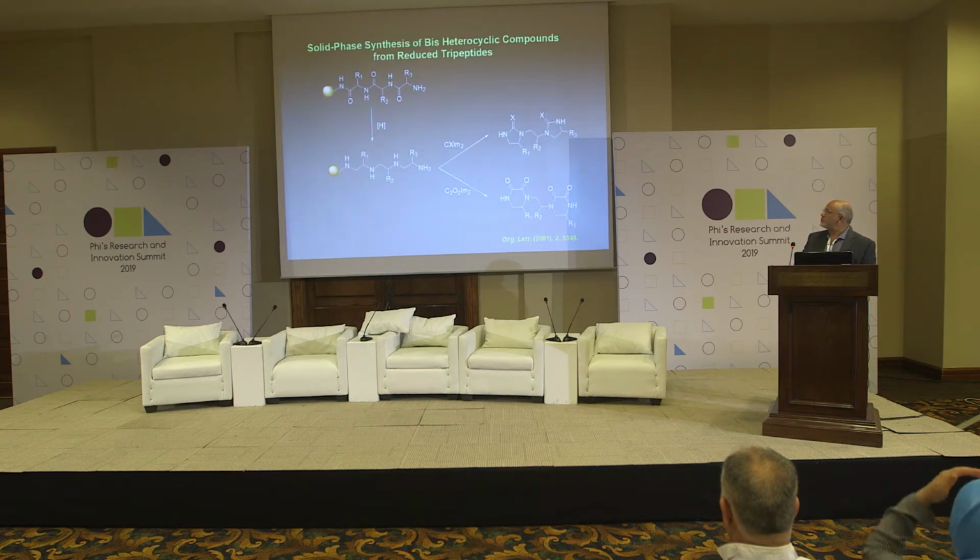This is an example of how we transform tripeptide to bicyclic compounds. Like this one, we made hundreds of thousands of compounds, and following the screening, we found compounds like this for the opioid receptor. They are very selective for mu, and then kappa and delta opioid receptors. I have to skip many things. This example is a very good example, the synthesis of hexahydroimidazodiazepine from resin-bound tripeptide.